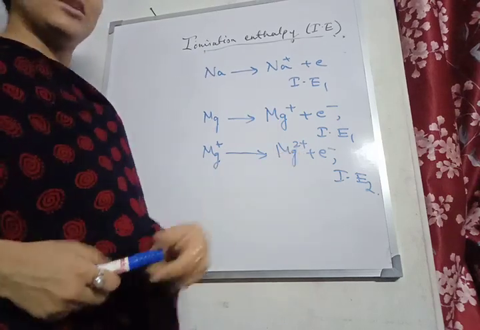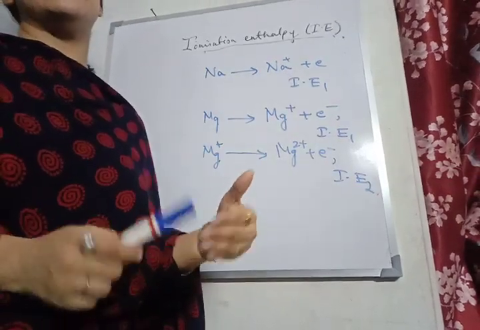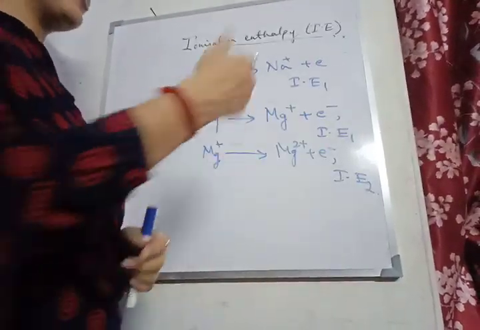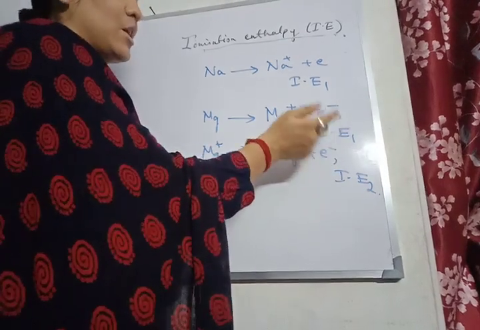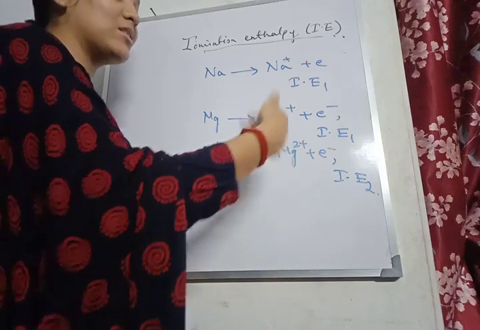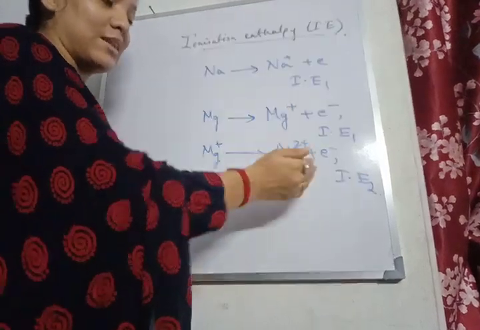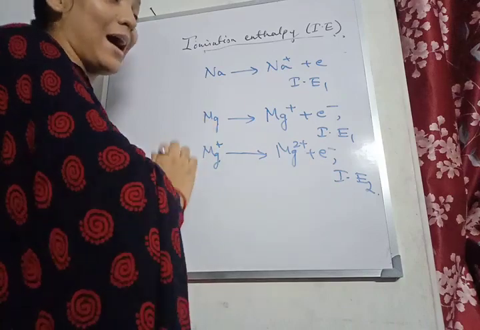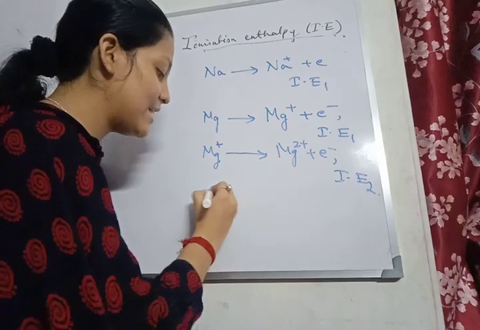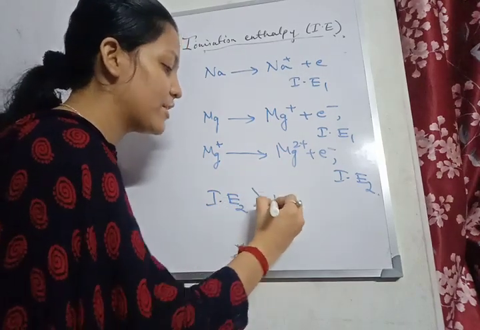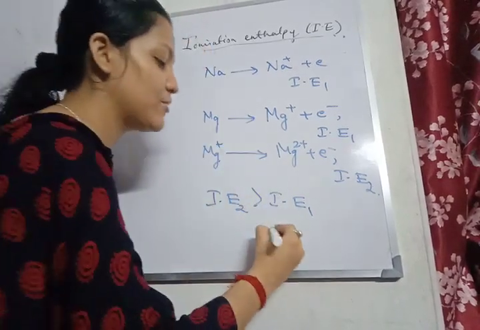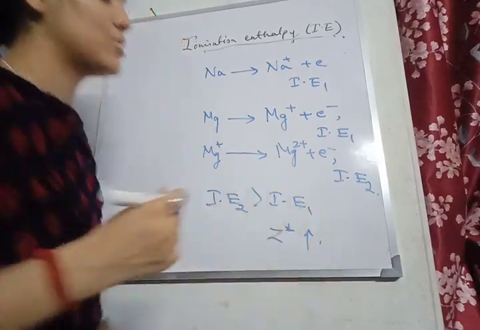And always remember, the second and third ionization energy values are much more than the first ionization potential value. Why? Because the first potential involves removal of an electron from an atom, and the second, third or higher values involve removal of an electron from a positive ion, where attraction is more. So IE2 will always be greater than IE1, obviously due to increasing effective nuclear charge, due to higher nuclear charge.